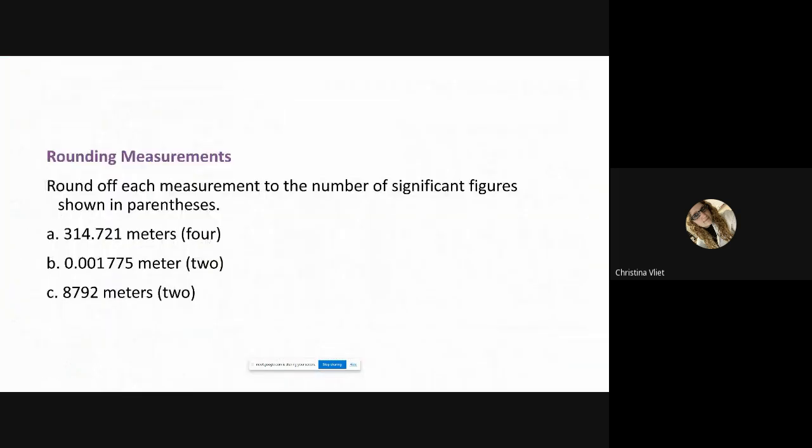So go ahead and write how to round to specified, meaning we want this amount, sig figs. So that's the title, how to round to specified sig figs. And then I'm going to give you some steps on the side. You'll want to write those steps before you write the examples.